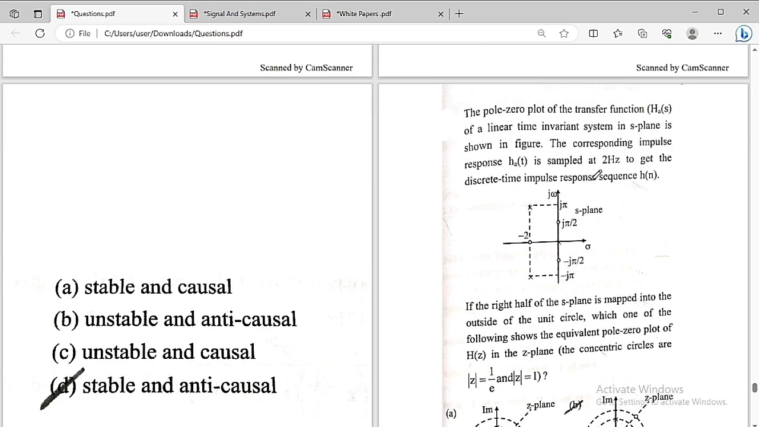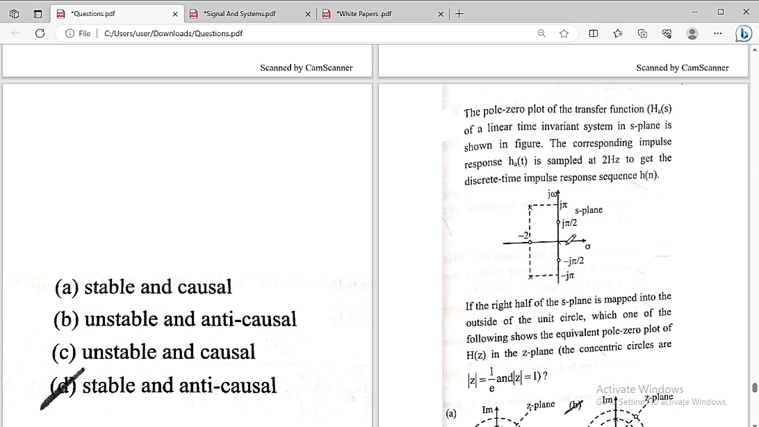Listen carefully. This is a very important question as well as a tricky question. So I request you to answer this question in a very detailed manner. The pole zero plot of the transfer function HA of S of a linear time invariant system in the S plane is shown in the figure.